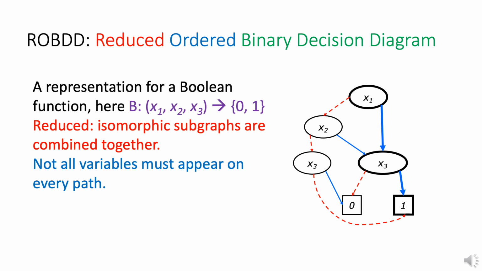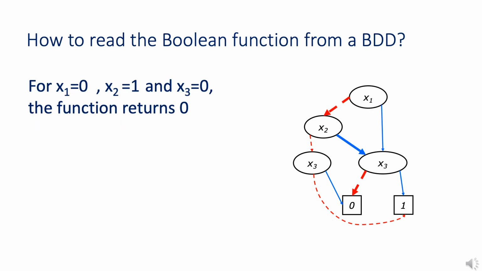However, not all the variables need to appear on every path. For example, on the path that is emphasized on this slide, the variable x2 does not appear, only x1 and x3. In this slide, x1 is assigned to 0, x2 is assigned to 1, and x3 is assigned also to 0. And the function returns for this assignment a 0, or false.